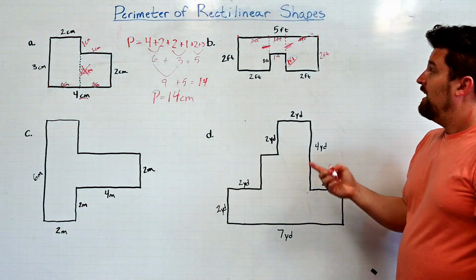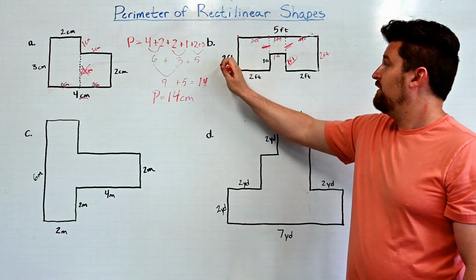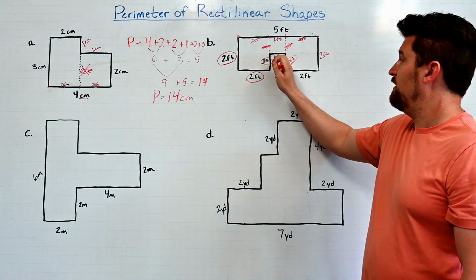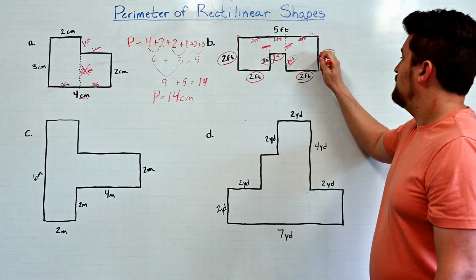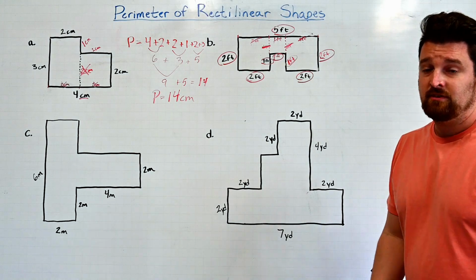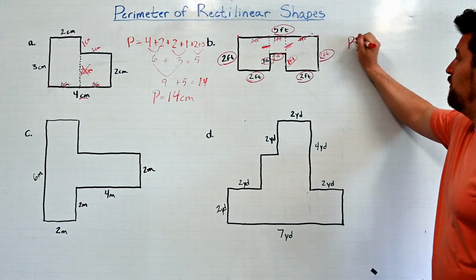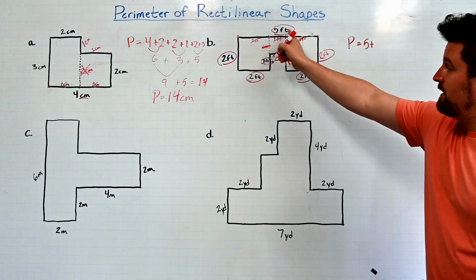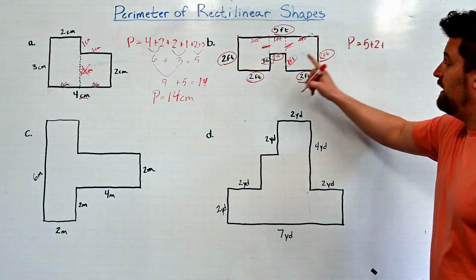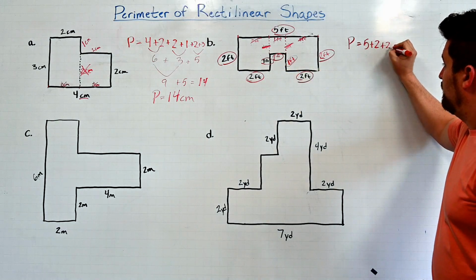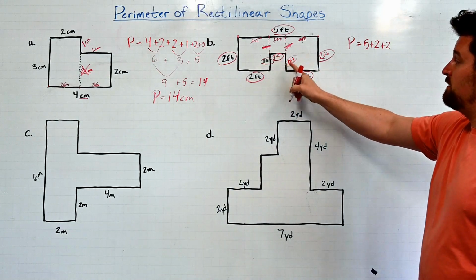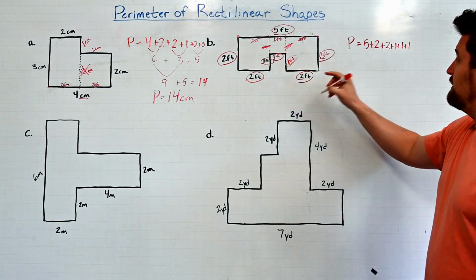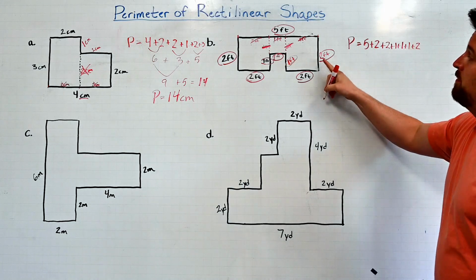So my equation, I have all of my sides. I have this 2 feet, 2 feet. I have 1 foot, 1 foot, 2 feet, 2 feet, and 5 feet. So let's create an equation for P, or perimeter. Perimeter is 5 foot plus 2 foot plus 2 more plus 1 plus 1 plus 1 plus 1 plus 1 plus 1 plus 2 plus 2.